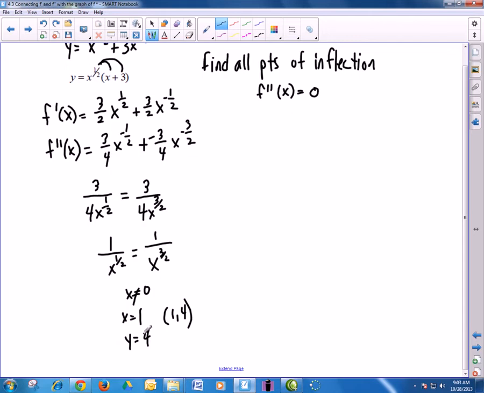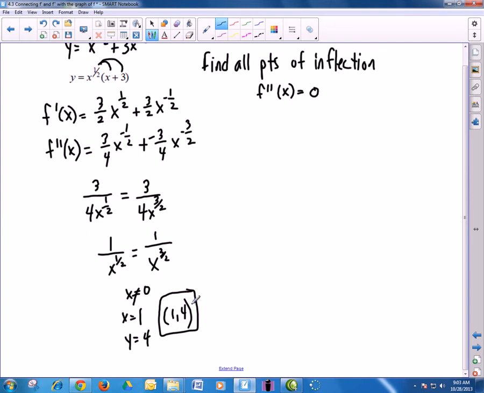So if x is 1, plugging 1 back in up here, you'd have the square root of 1, which is 1. So 1 times 1 plus 3 is 4. 1 times 4 is 4. And so your point of inflection is in fact 1, 4. That's your point of inflection.